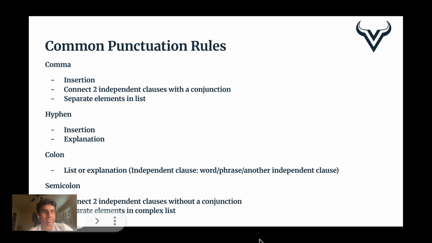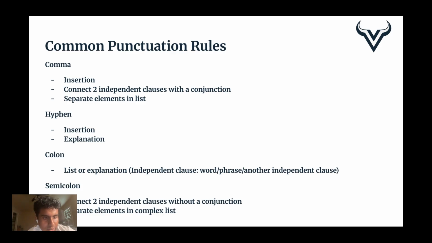So these are the four common punctuations that are used in the ACT. First one is the comma, and you can use it for either insertion, connecting two independent clauses with a conjunction, or separating elements in a list. Then you have the hyphen, which is either for inserting more information or explaining something, like an em dash kind of. And then you have a colon. A colon is for a list or for an explanation. So you have an independent clause and then another word, phrase, or another independent clause.